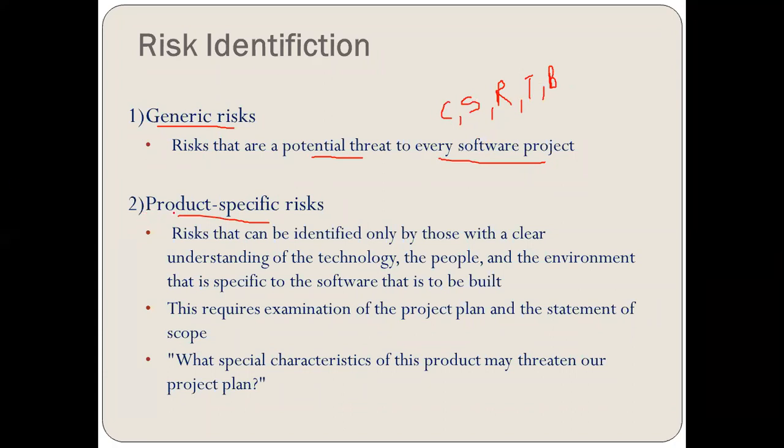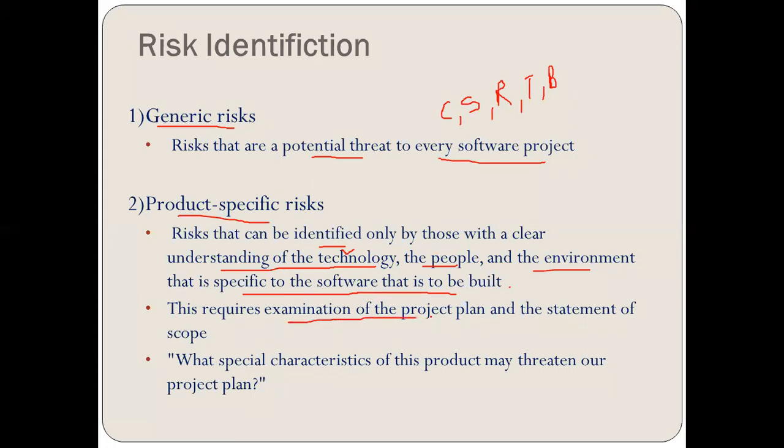The second type of risk is what? The product specific risk, which are what? These risks can be identified only by those with a clear understanding of the technology, the people, the environment that is specific to the software that is to be built. Now, the generic risk can be identified by anyone, but the product specific risk can be identified only by the people who have a clear understanding of the project that is going to be undertaken, related to the technology, related to the people, environment, and the software that is going to be built.